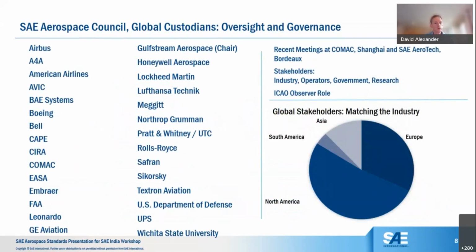And talking of the governance, for example, the SAE Aerospace Council, which sets the vision and the strategy for how the program and the committees run, is comprised of leaders not just from around the global industry, but also from the research community and from government and regulatory agencies. So they have a very, very big role in shaping and indeed using the standards. So this is a good microcosm of the kind of organizations that are involved in shaping the standards. Next slide, please.